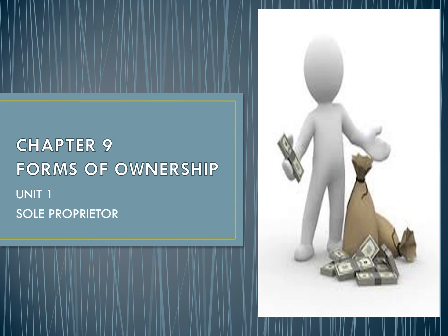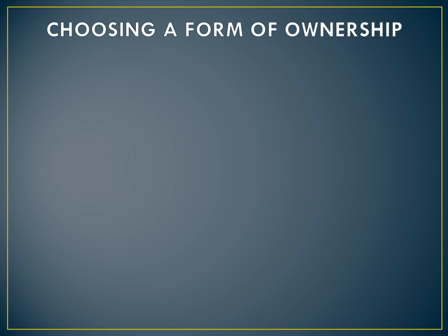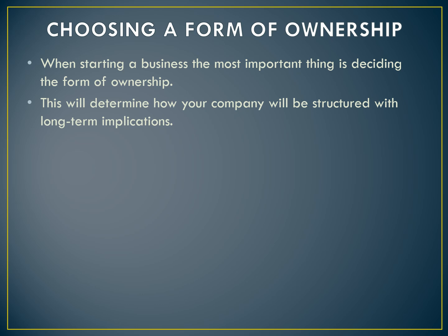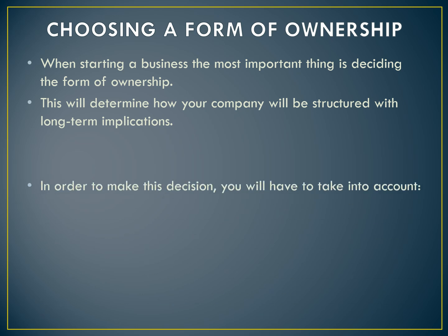Today we are going to have a look at Grade 10 Business Studies Chapter 9 Unit 1, Forms of Ownership. Choosing a form of ownership. When starting a business, the most important thing is deciding the form of ownership, because of the different requirements for each form. This will determine how your company will be structured, with long-term implications.